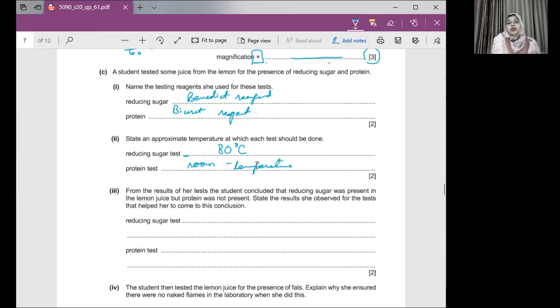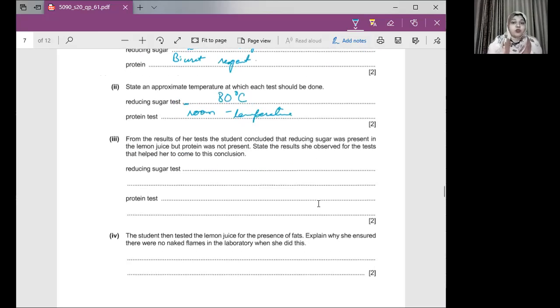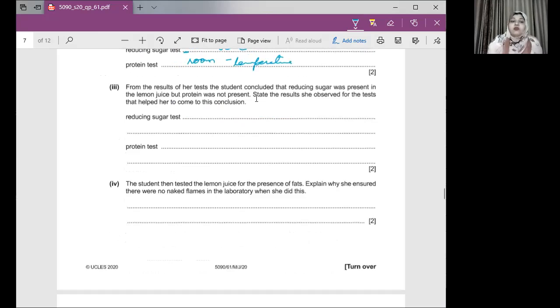Right? For the result of her test, the student concluded that reducing sugar was present in the lemon juice, but protein was not present. State the result she observed. Okay, if reducing sugar is present, then the student may get orange, yellow, green, or brick red color. For the protein, when they are saying protein was not present, it means the blue color remains the same.